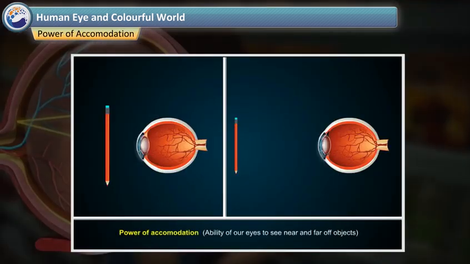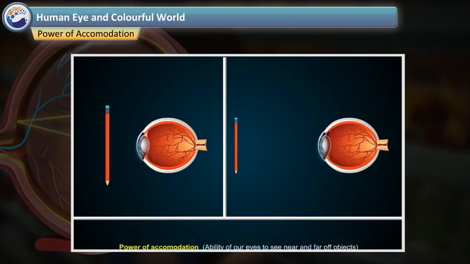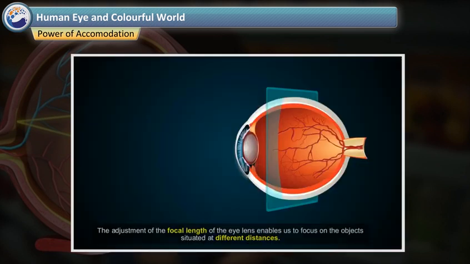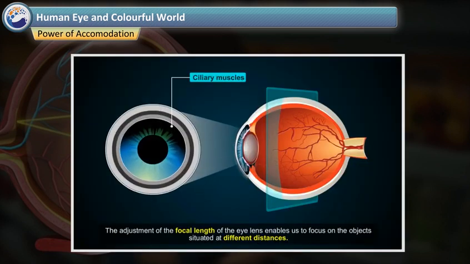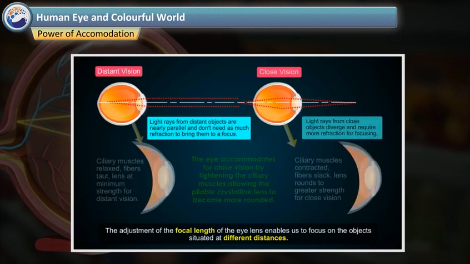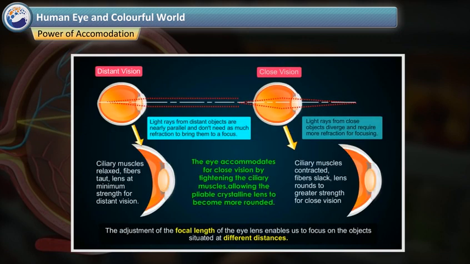Power of accommodation. Ability of our eyes to see near and far off objects. The ability of the eye lens to see both near and far objects by adjusting its focal length is called the power of accommodation of the eye. The adjustment of the focal length of the eye lens enables us to focus on the objects situated at different distances.